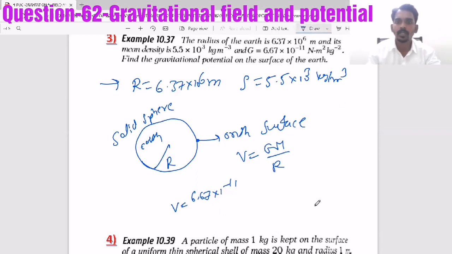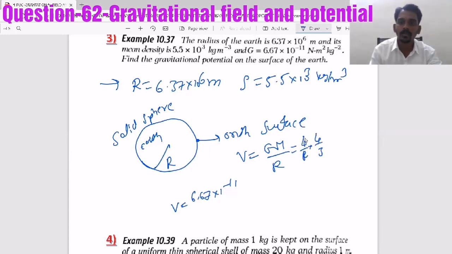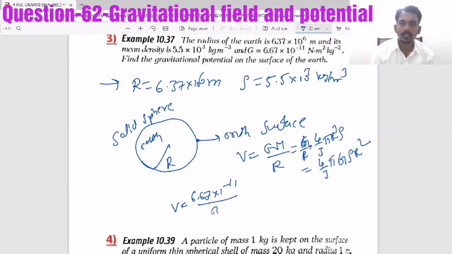They have given density. So there you have to do a little manipulation, like G by R into mass, meaning volume 4 by 3 pi R cube into density. Then it will become 4 by 3 pi G rho R square. Now you can substitute the values. So G by 3 into 4 pi into density. Mean density is 5.5 into 10 power 3 into radius 6.37 into 10 power 6 whole square.